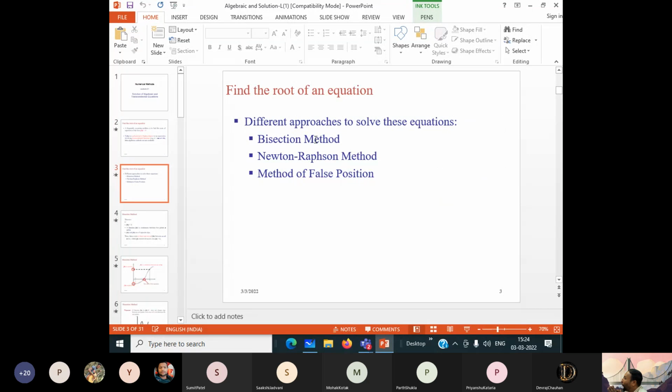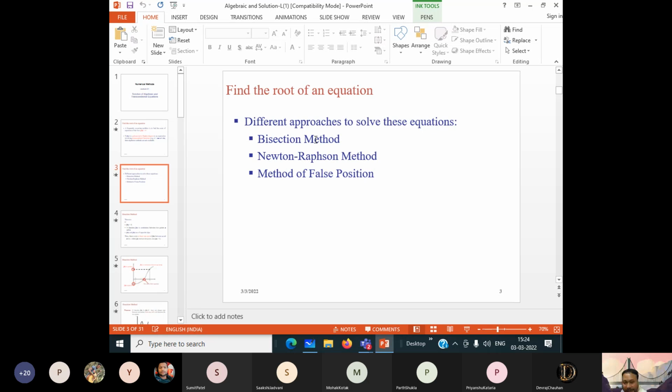Then what are the methods we are going to implement? First is called the bisection method. Second is called the Newton-Raphson method. Third is called the false position method. And the fourth is the secant method. So we have total 4 methods: bisection, Newton-Raphson, false position, and secant.